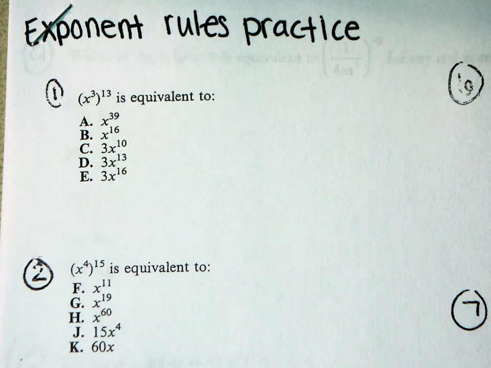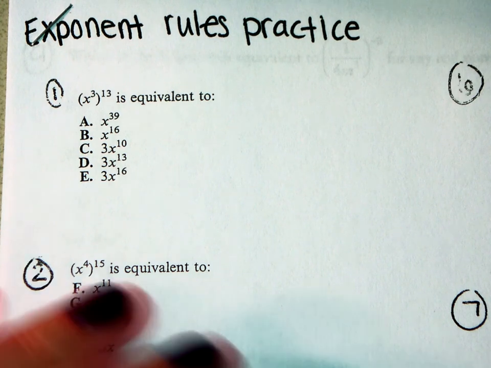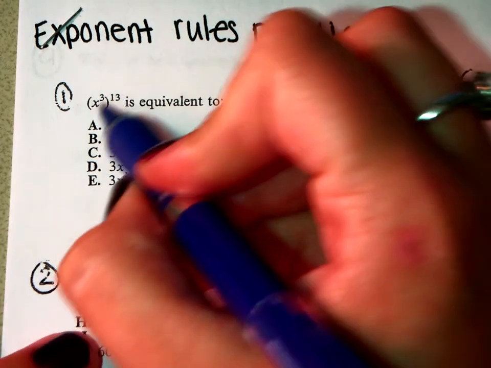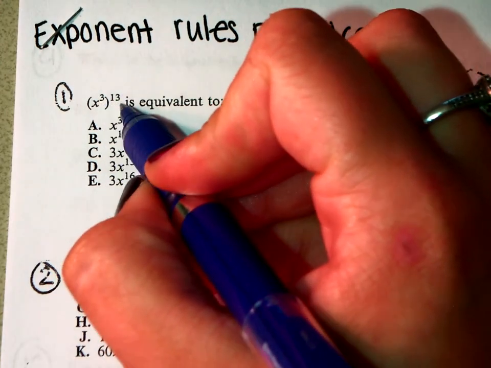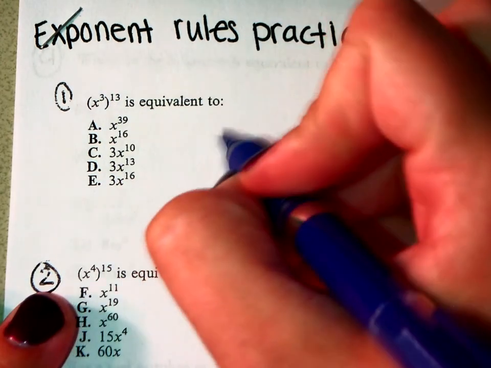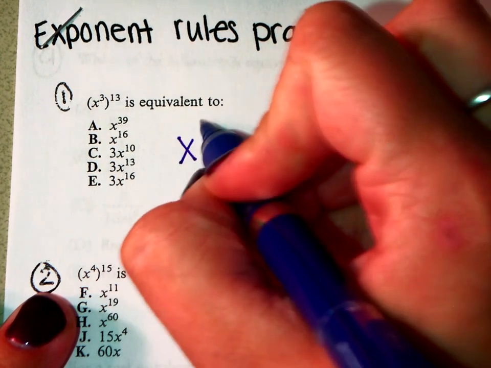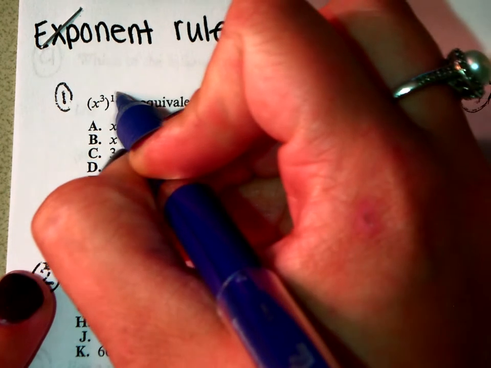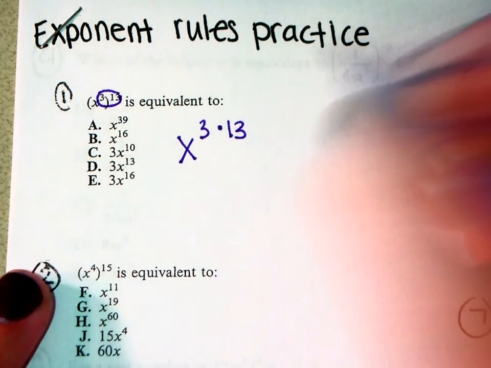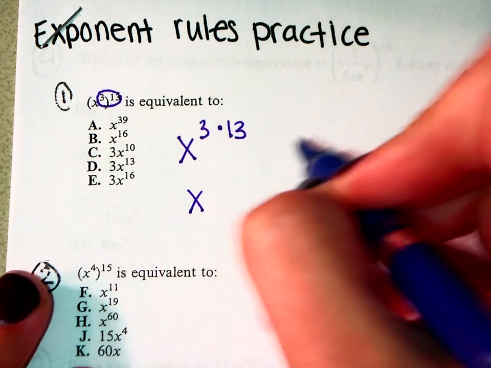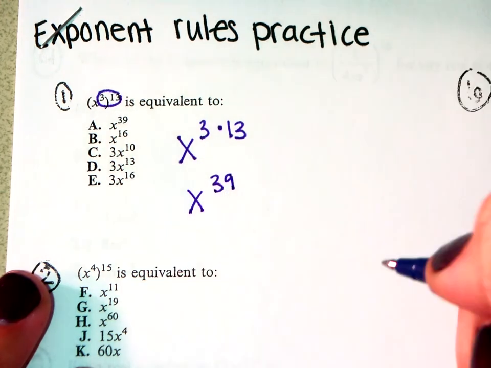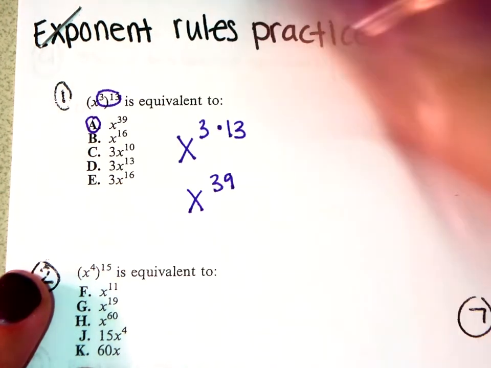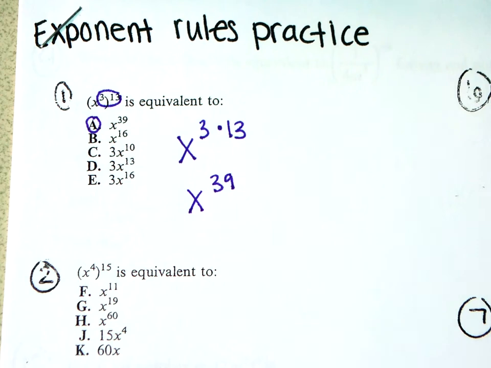So let's look at number 1. It says x to the 3rd raised to the 13th is equivalent to what? This is called the power to a power rule because you are raising an exponent to another exponent. So what that means is it's going to look like this: x to the 3 times 13. Power to a power, you multiply. So 3 times 13 is 39. So x to the 39. You don't have to do anything else. Like, it really is that easy.